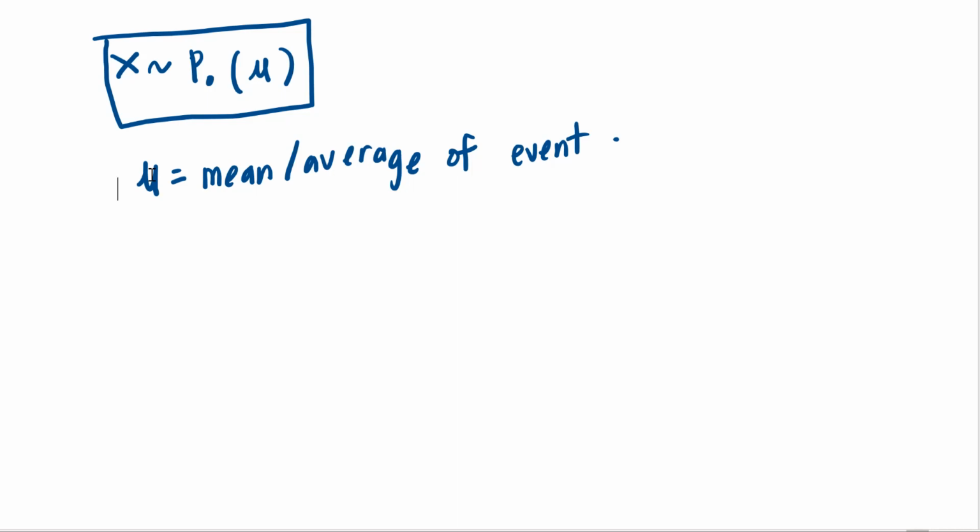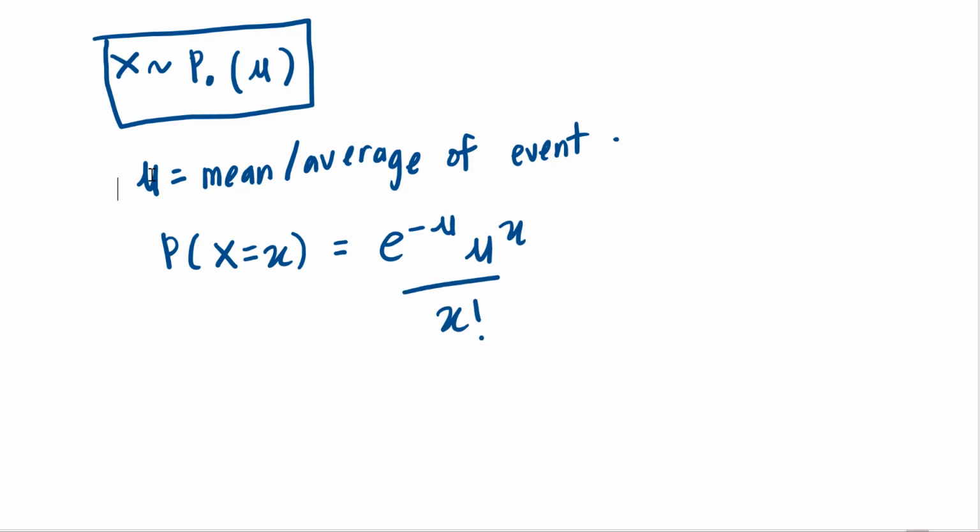And the formula of the Poisson distribution, in which mu is the mean or average of an event and x is the number of successes. This x you can get from the question.